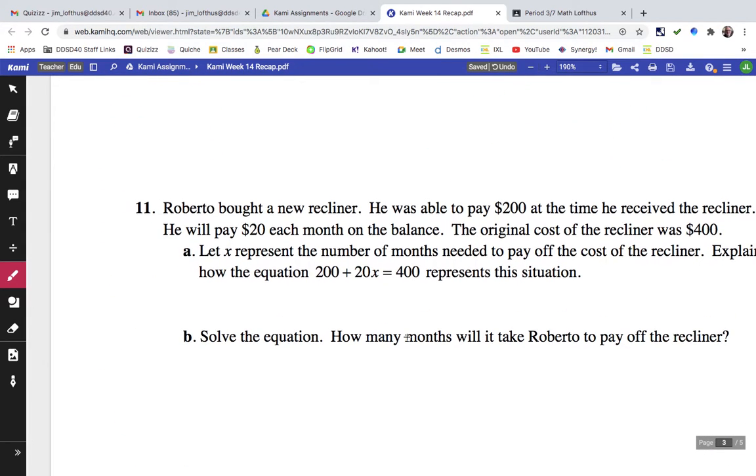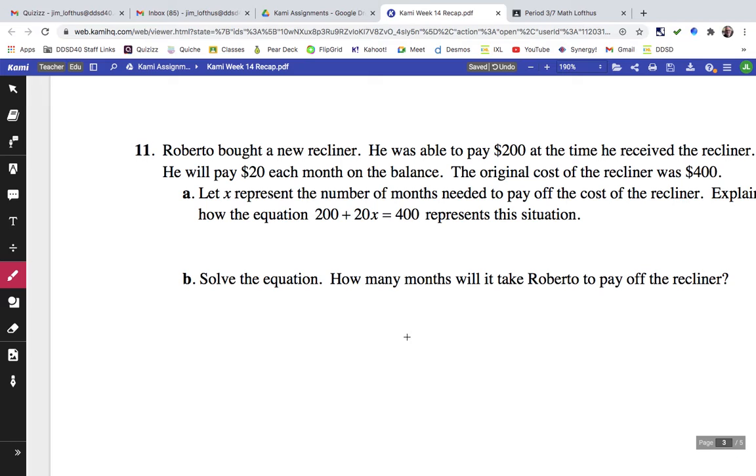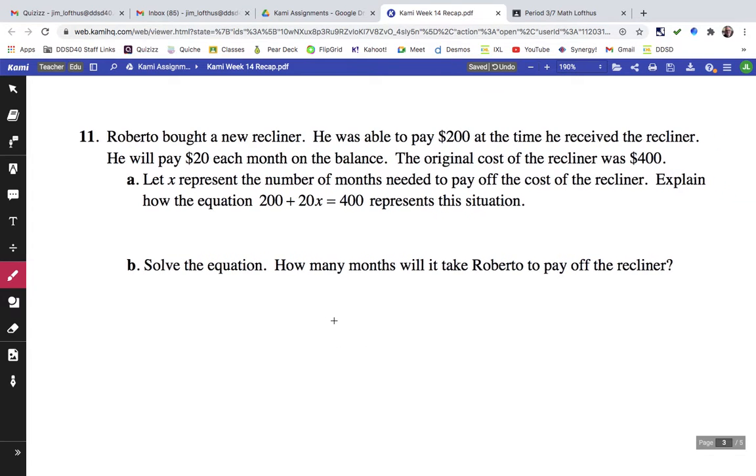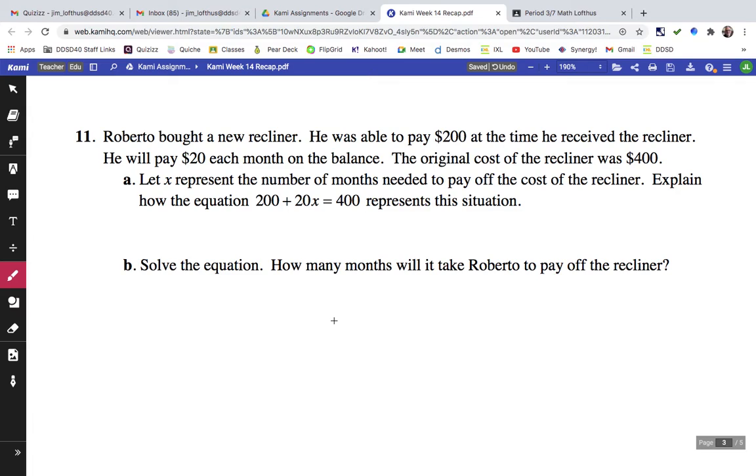Roberto bought a new recliner. He was able to pay $200 at the time he received the recliner. He will pay $20 each month on the balance. The original cost of the recliner was $400. Let X represent the number of months needed to pay off the cost of the recliner. Explain how the equation 200 plus 20 times X equals 400 represents the situation. So X equals the number of months.